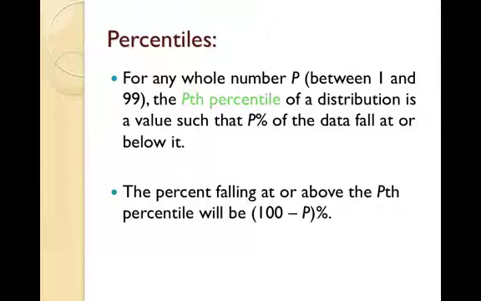For any whole number p between 1 and 99, the pth percentile of a distribution is a value such that p% of the data fall at or below it. So if you're in the 98th percentile, that means that 98% of observations fall below whatever your value is. So if you're in the 98th percentile for height, let's say we'll go back to young men, ages 18 to 25, that means that 98% of young men fall at or below that value. The percentage falling at or above the pth value would be 100 minus p%.